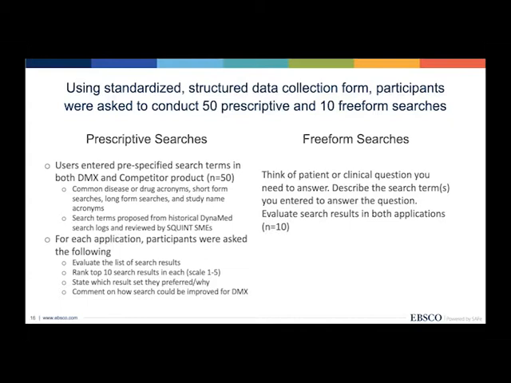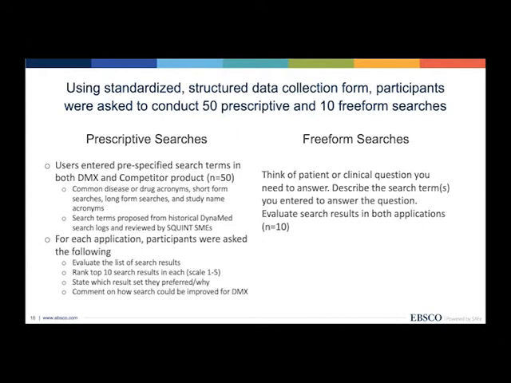These spanned across many different categories so that at EBSCO, we could really get a good understanding of how the different areas of content perform. The different areas of content include disease or drug acronyms, short form searches, long form searches, as well as study name acronyms. And these search terms were proposed by Dynamed staff and also search logs that were reviewed.